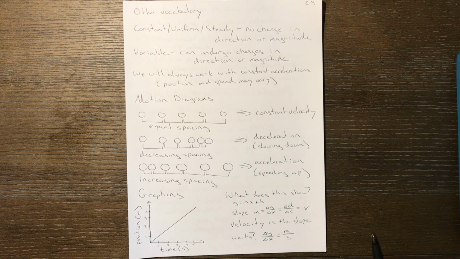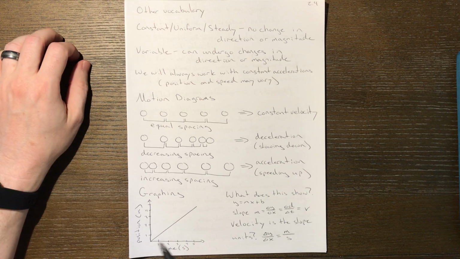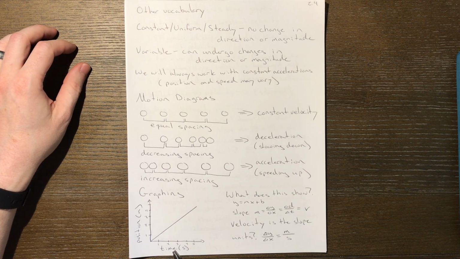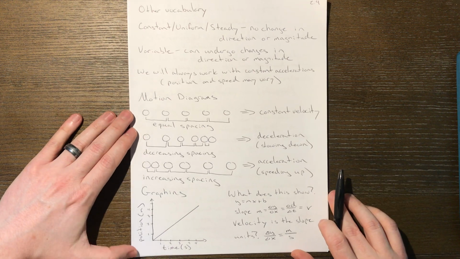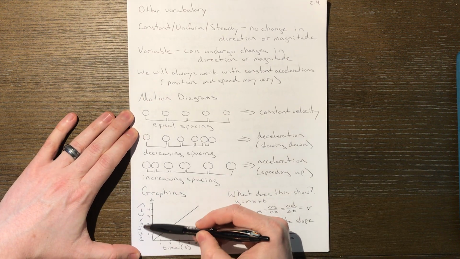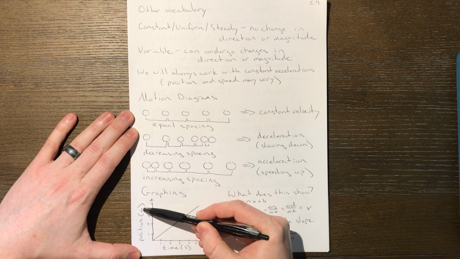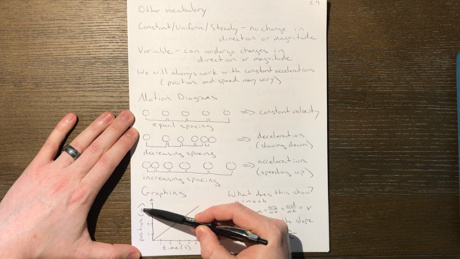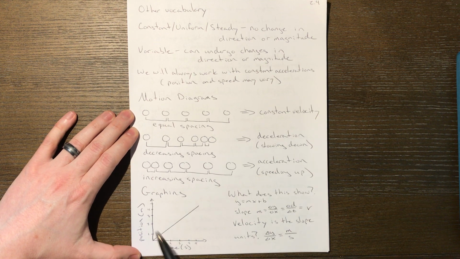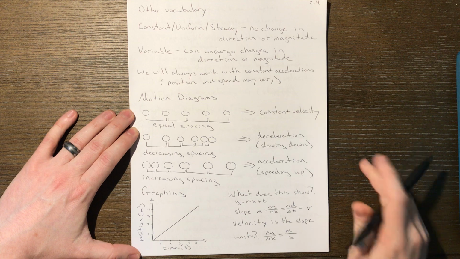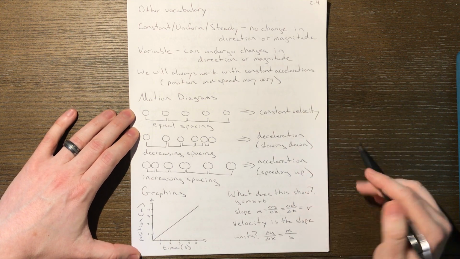So we've got a graph here of position versus time. And I ask, what does this show? Well, I've labeled this graph, so we can take a minute to look. I've labeled this as position on the y-axis, and I've labeled its units as meters. And I've labeled time on the x-axis, and I've given it units of seconds. And we would refer to this as position versus time. How position changes as time goes on is a good way to interpret this.